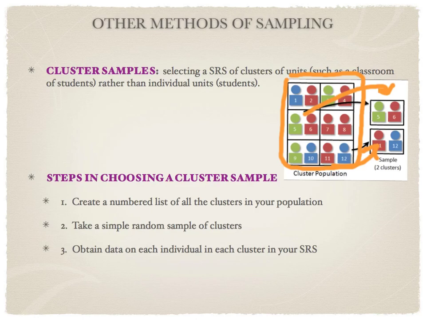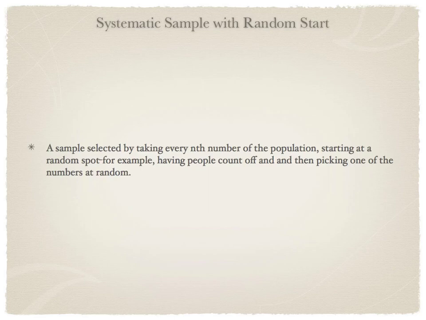The steps in choosing a cluster sample. First, create a numbered list of all the clusters in your population. And 2, take a simple random sample of the clusters. And 3, obtain data on each individual in each cluster in your simple random sample. The last type of sampling we'll talk about is a systematic sample with a random start. This is a sample selected by taking every nth number of the population. An example would be starting out at a random spot, having people count off, and then picking one of the numbers at random.